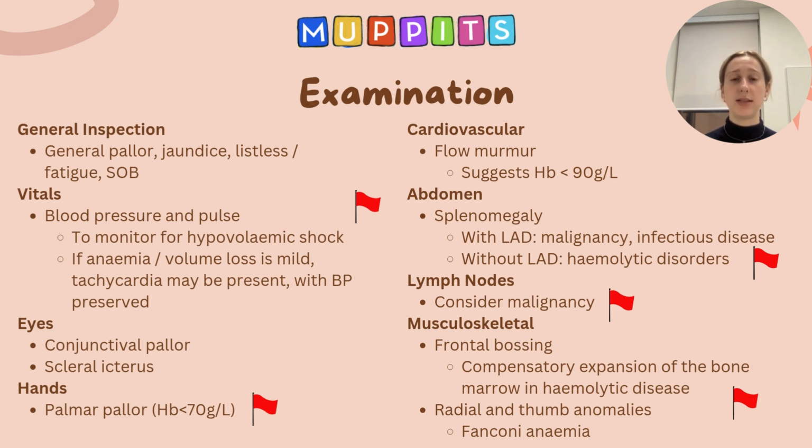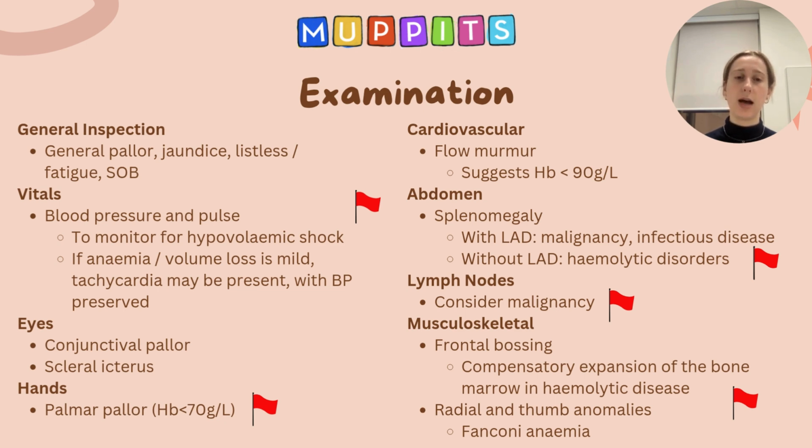In the eyes, you might see some conjunctival pallor and scleral icterus in a hemolytic picture again. In the hands, you might see palmar pallor, but this is most often if the hemoglobin's below 70. So obviously that's quite significant anemia. On auscultation of the heart, you might note a flow murmur. This often is suggestive of hemoglobin under 90.